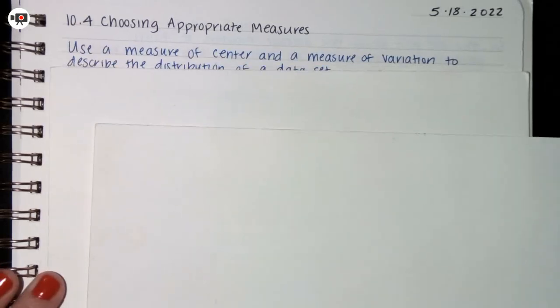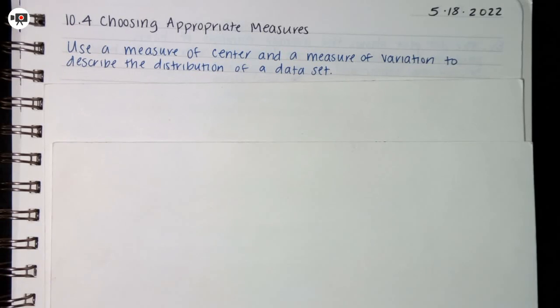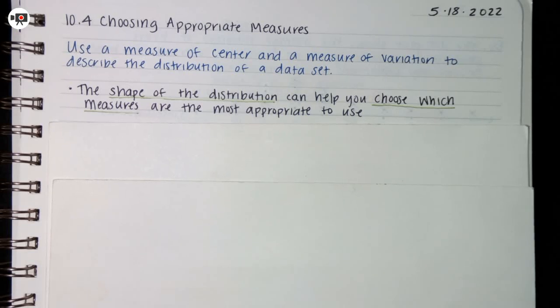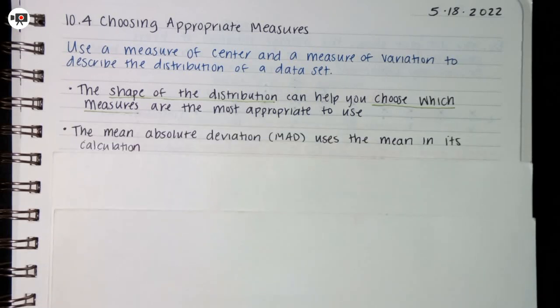This is 10.4, choosing an appropriate measure. We're going to use a measure of center and a measure of variation to describe the distribution of a data set. So the shape of the distribution can help you choose which measures are most appropriate to use.